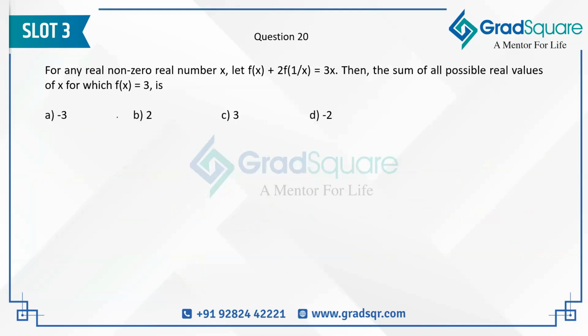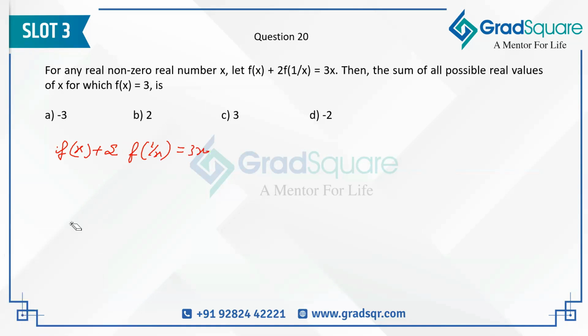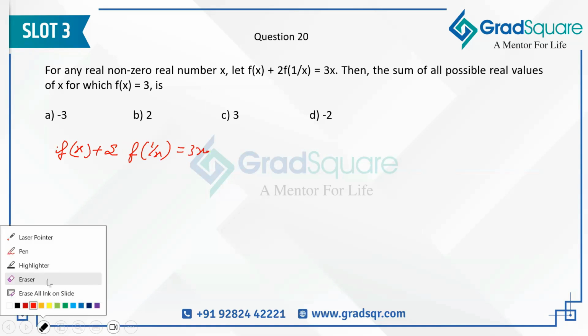Let's look at question number 20. For any real non-zero number x, f of x plus 2 times f of 1 by x is turning out to be equal to 3x. That's what the question is talking about. Now, it is a very peculiar question. If we have prepared well, we will be able to see through the design of the question.